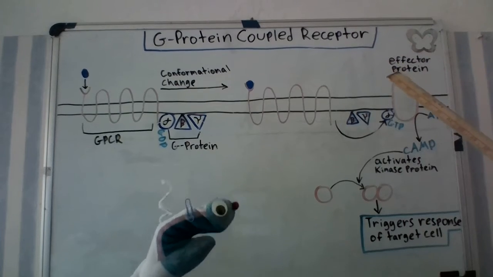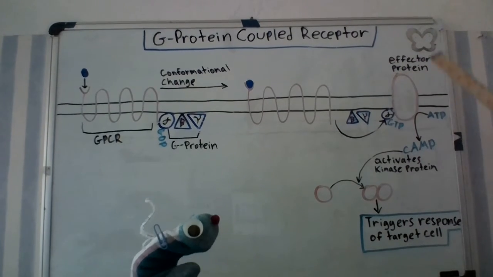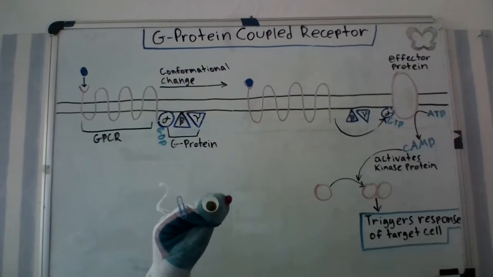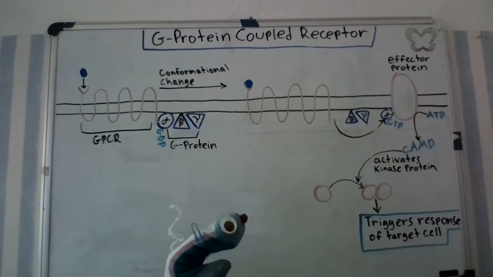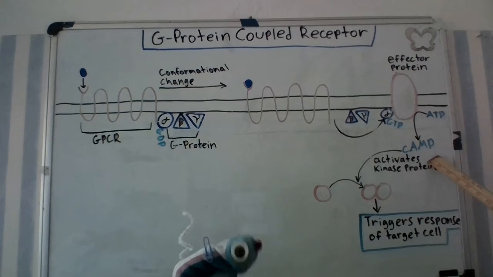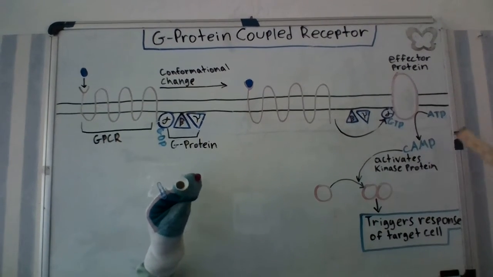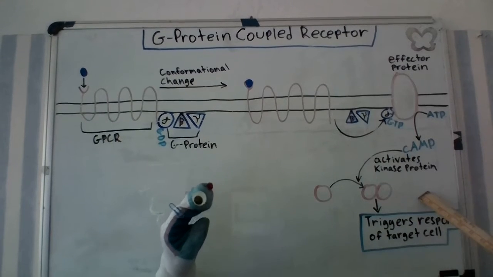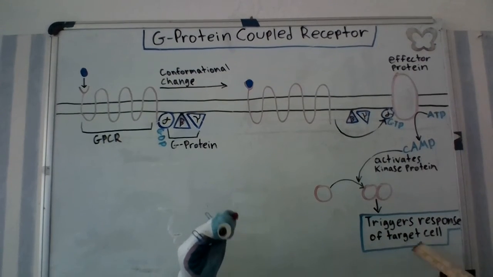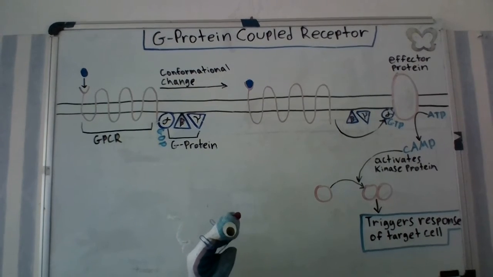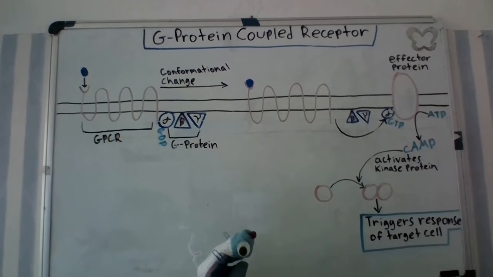And the effector protein takes adenosine triphosphate, that's the ATP, and takes 2 phosphates off to create cyclic adenosine monophosphate, that's the cAMP. The cAMP is a secondary messenger which will activate the protein kinase and trigger responses in the target cell. This can be anything from activating enzymes to opening ion channels.